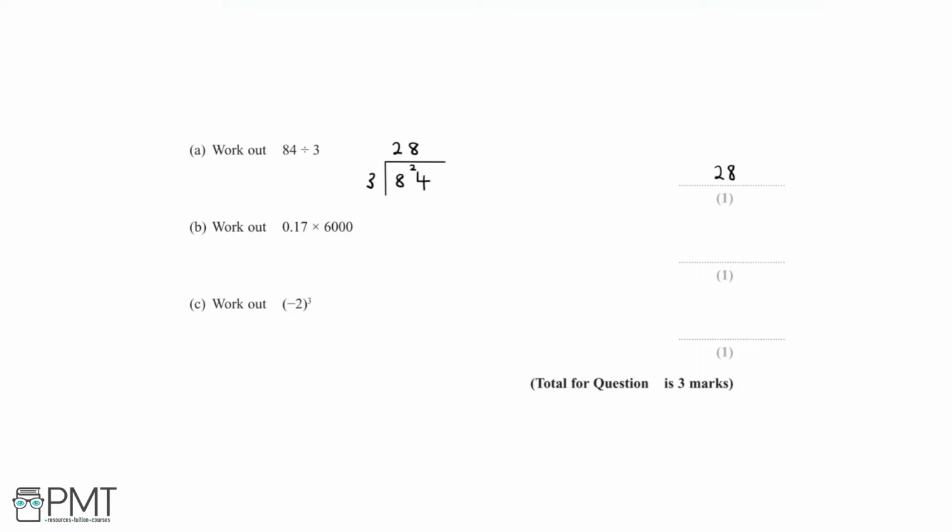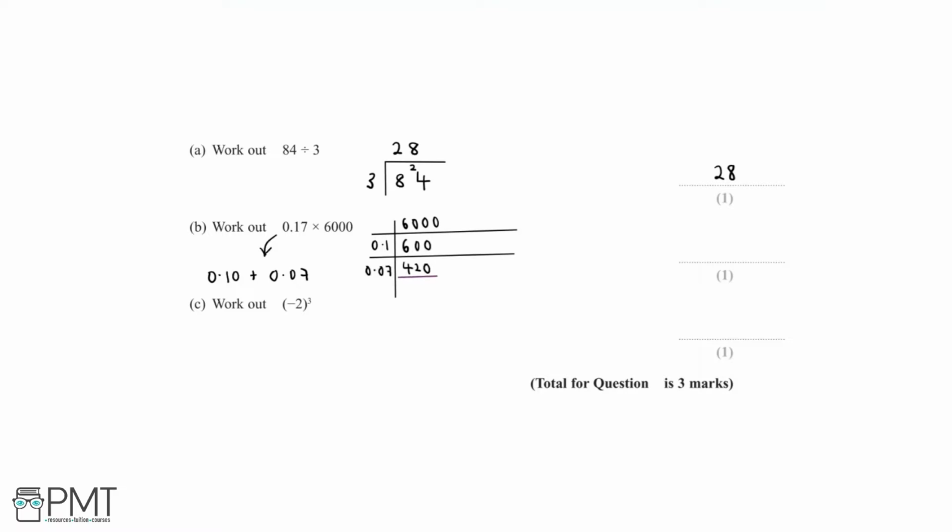Next we need to do 0.17 multiplied by 6,000. And we can use grid method to help us with this. But before we do that, we can see that 0.17 splits into 0.1 plus 0.07, which will help us when we do grid method. So now we'll do 6,000 multiplied by 0.1 plus 6,000 multiplied by 0.07. 6,000 multiplied by 0.1 is equal to 600. And 6,000 multiplied by 0.07 is equal to 420.